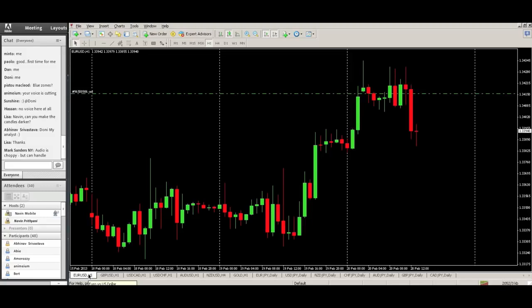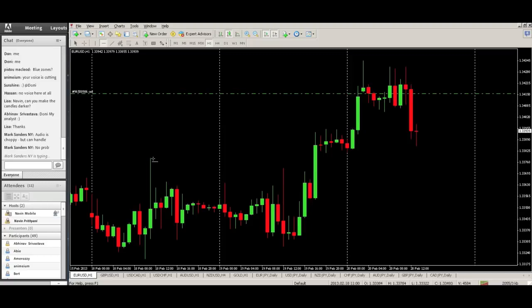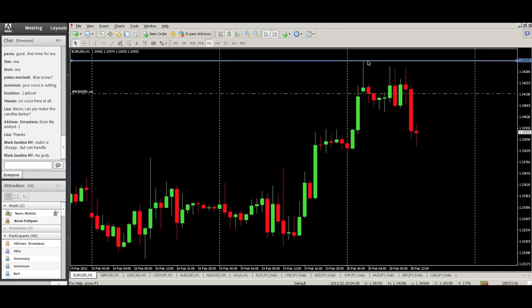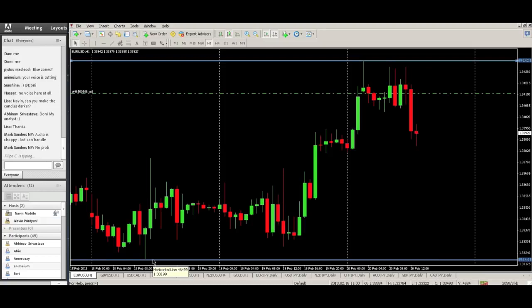Now, base recap on support and resistance. The traditional books, when you learn support and resistance, tell you that the area where the market turned around from is your level of support or resistance. For example, here, this would be considered your resistance, or up here, this would be your resistance. This area down here would be your support.